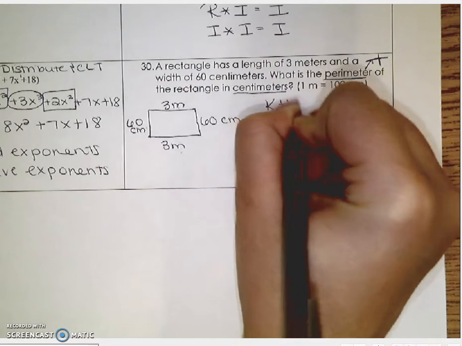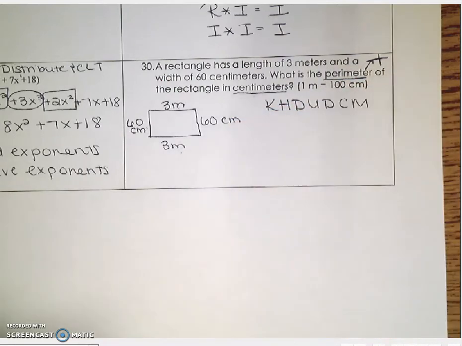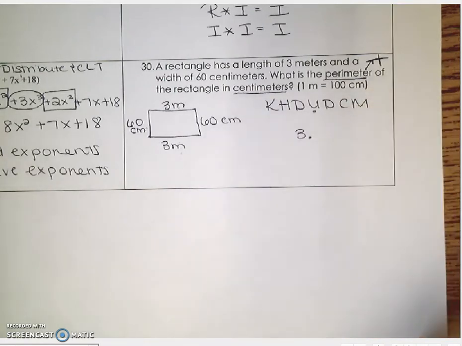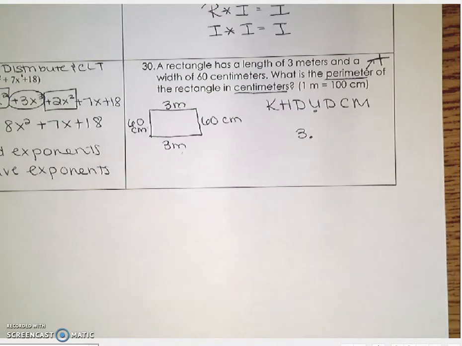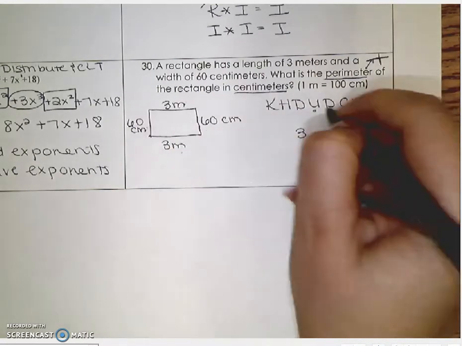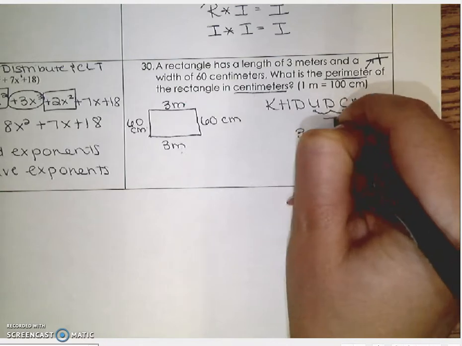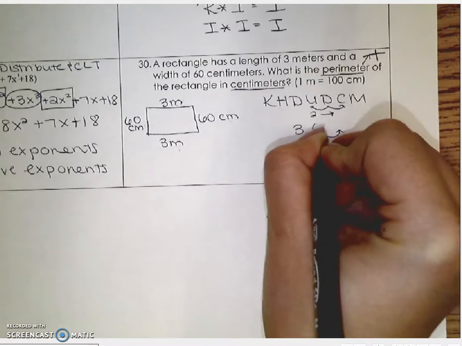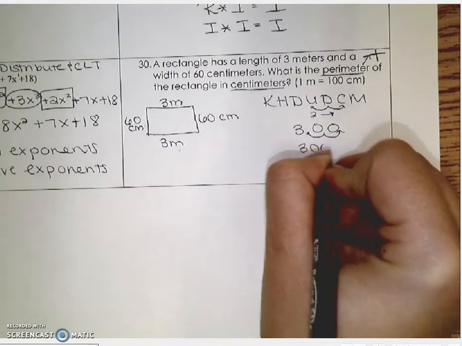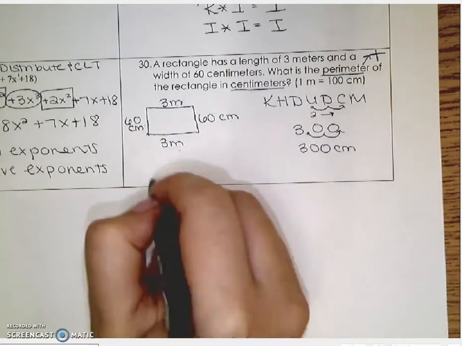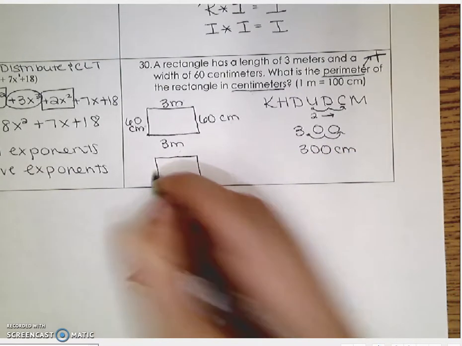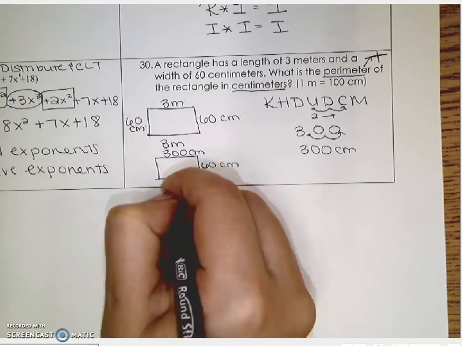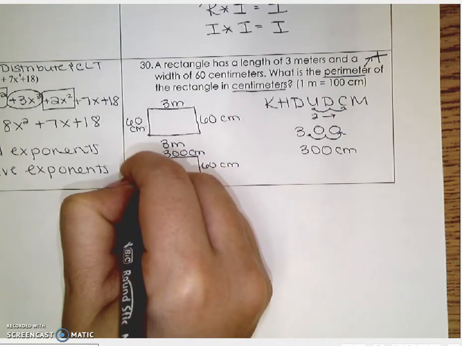So King Henry doesn't usually drink chocolate milk. I'm starting with 3 meters. Meters is a unit. The decimal starts after the number, and I need to go to centimeters. So I need to move it 1, 2 to the right. So 1, 2, I fill those in with zeros. I get 300 centimeters. So now I'm going to draw a new picture, and I'm going to label this 300 centimeters, 60 centimeters, 300 centimeters, 60 centimeters.